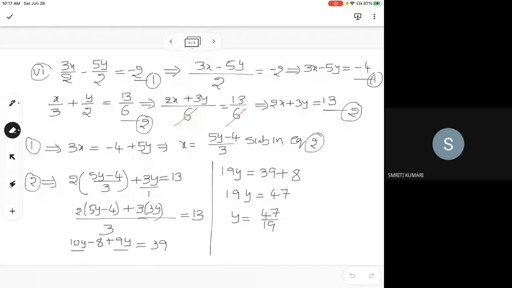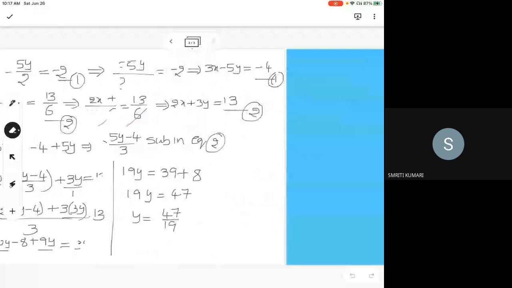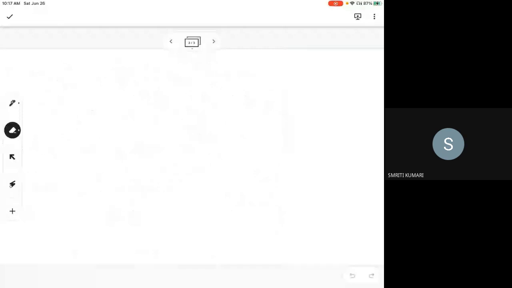In this third problem, the first one, see here, it is given: the difference between two numbers is 26, and one number is 3 times the other number. The difference between the two numbers is 26, which is nothing but, you can write, x minus y is equal to 26. And one number is 3 times the other number.